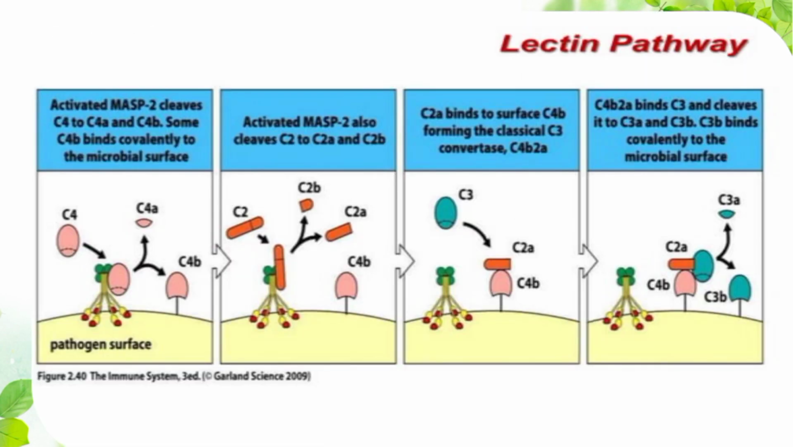The first step is activated MASP2 cleaves C4 to C4a and C4b. Some C4b binds covalently to the microbial or pathogen surface. Second step, activated MASP2 also cleaves C2 to C2a and C2b. Third step, C2a binds to surface C4b, forming the classical C3 convertase C4b2a. And fourth step, C4b2a binds C3 and cleaves it to C3a and C3b. C3b binds covalently to the microbial or pathogen surface.